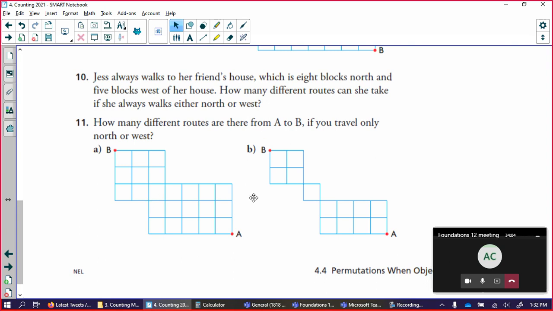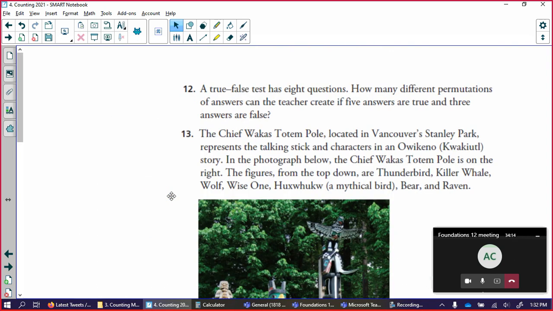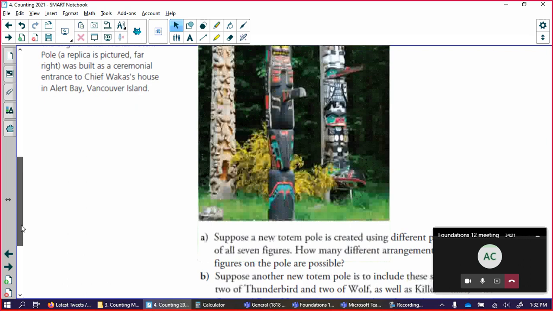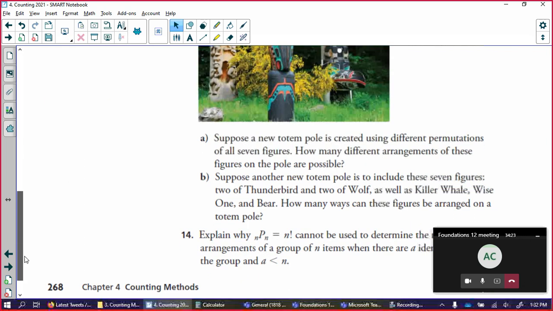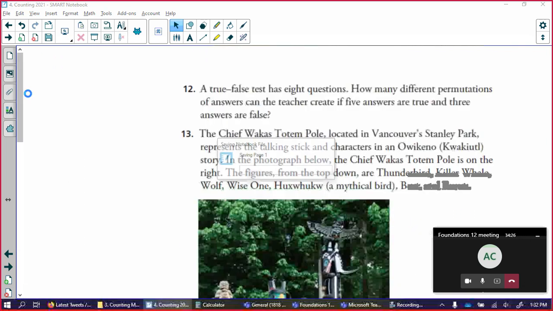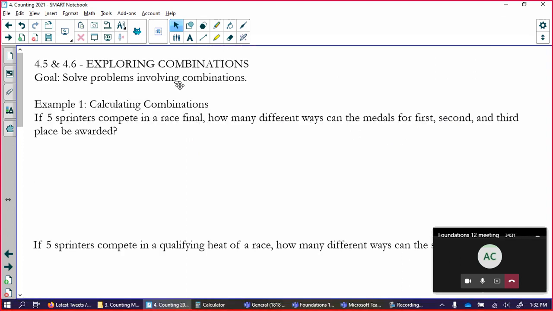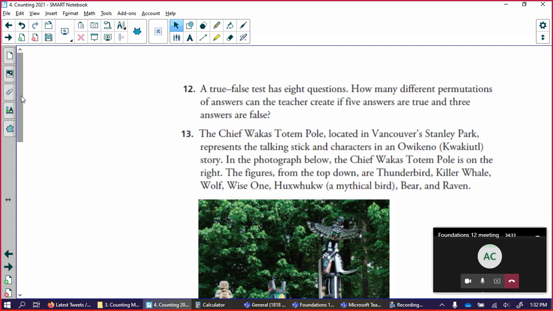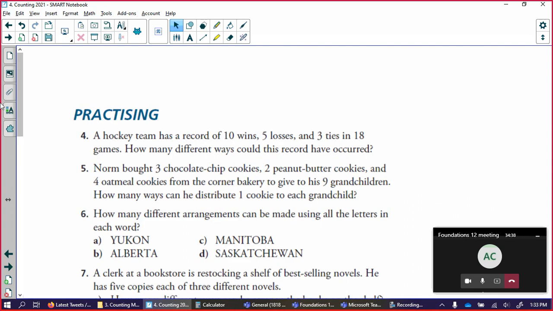Let's stick with just B because this is a little bit different. And then we have a totem pole, 7 figures with some repeats. So give that a shot, and then we'll talk about tomorrow combinations, which are slightly different. And then I'll tell you why your lock is not a combination lock, but a permutation lock.